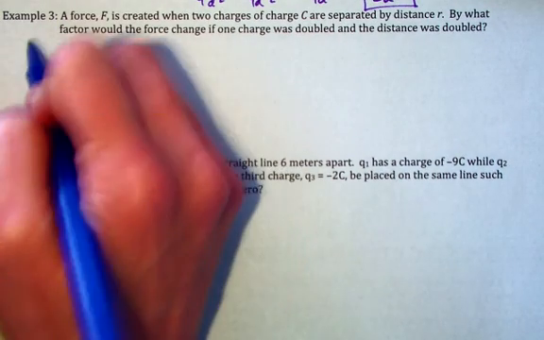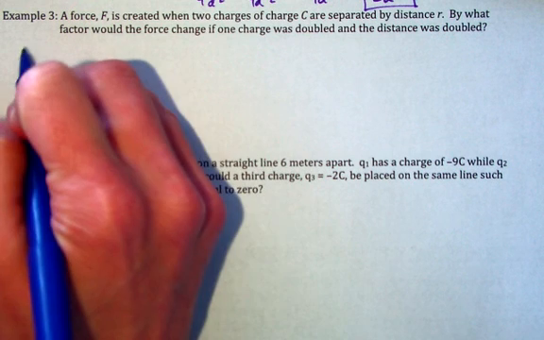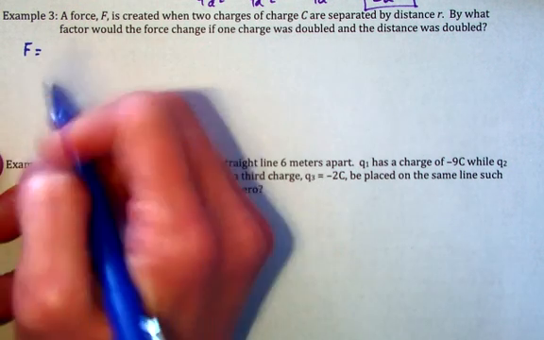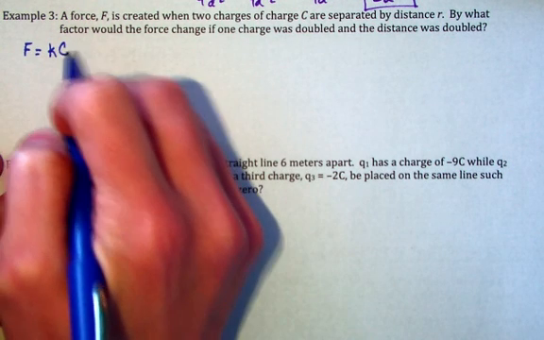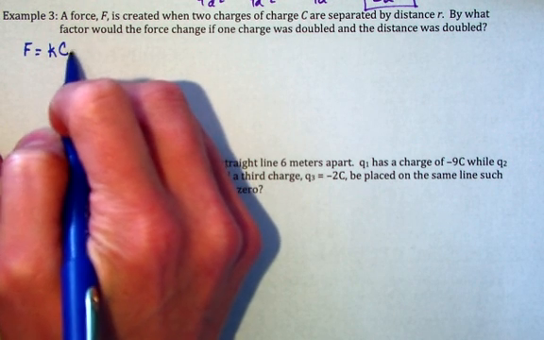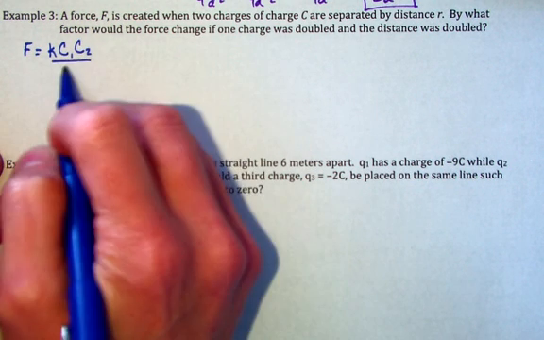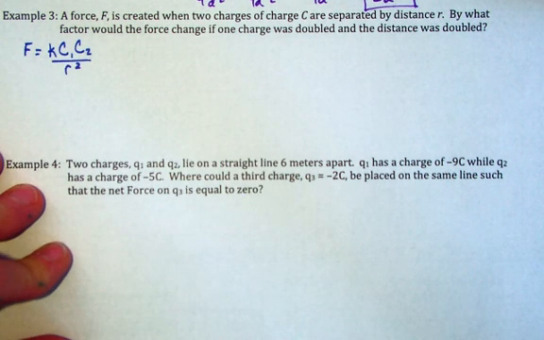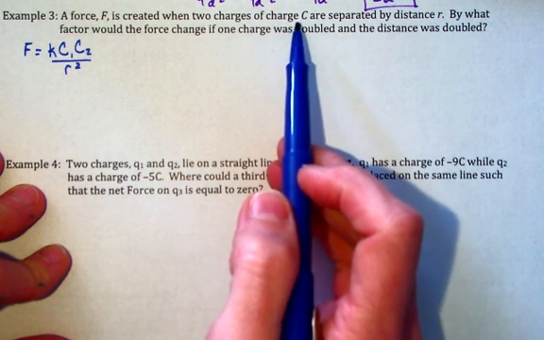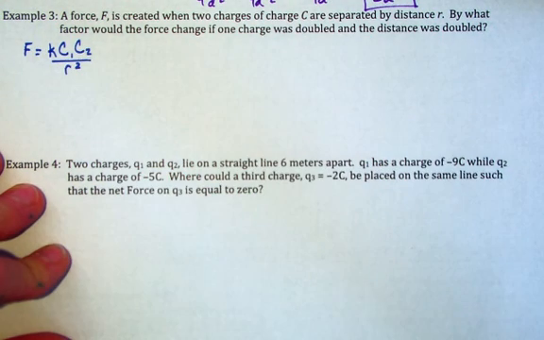But here's what we know. We know that F equals K times the two charges, I'm going to call them charge 1 and charge 2, over their distance squared. Okay? So we have charges, charge C, separated by a distance r. So I plug that in.